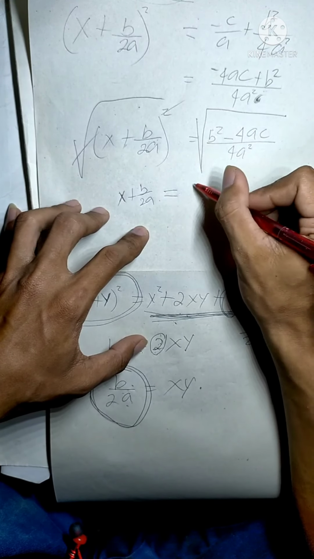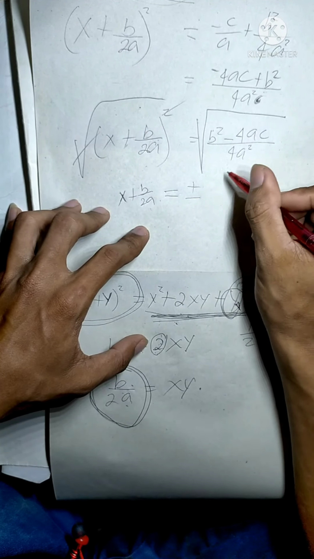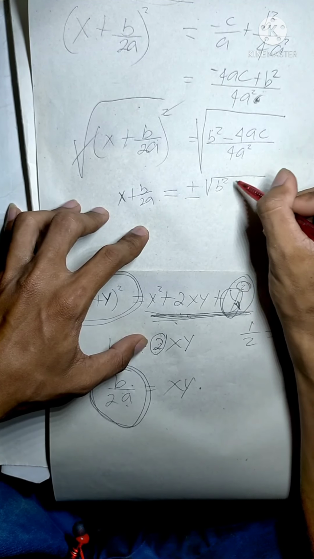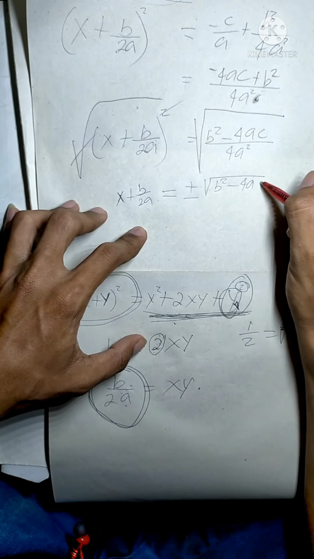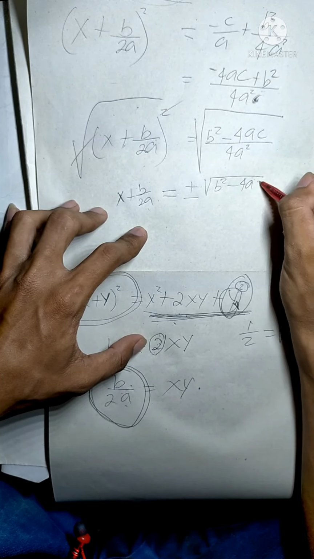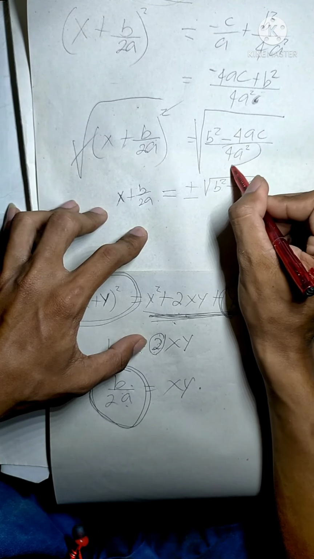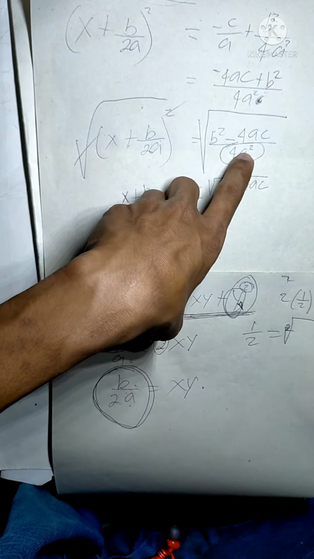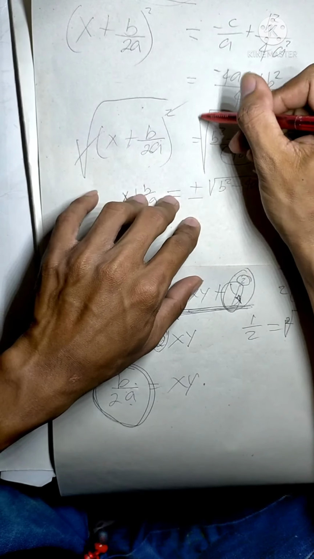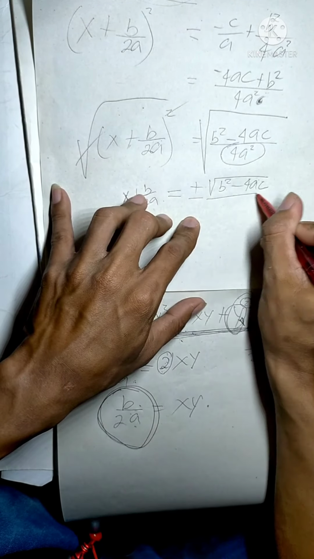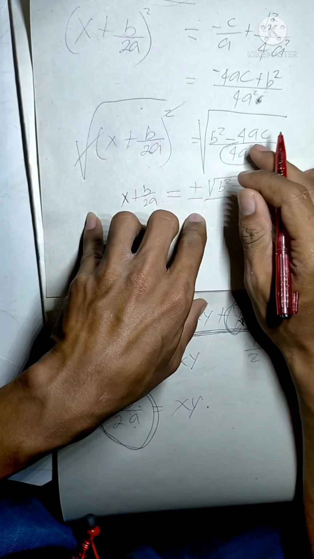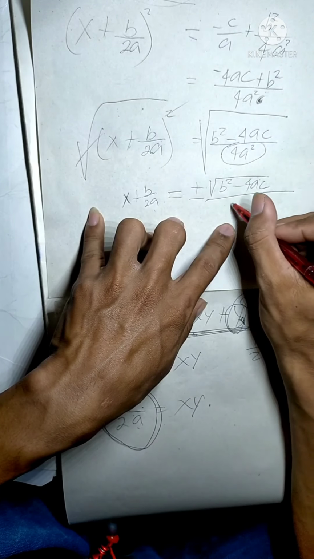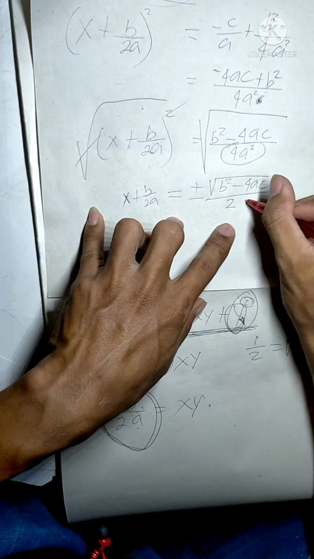equals plus minus square root of b squared minus 4ac. This 4a squared is a perfect square, so we can remove it out from the square root sign. So that is not included already, so this is out. Square root of 4 is 2, square root of 4a squared is 2a.